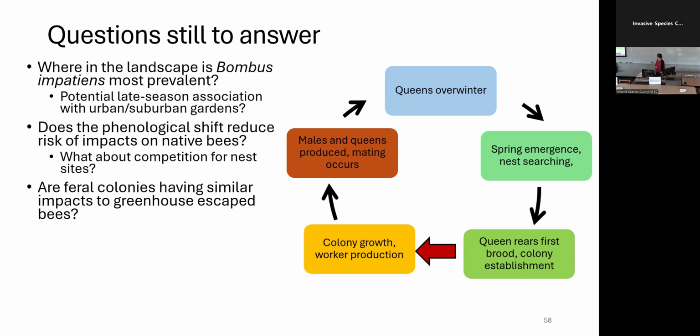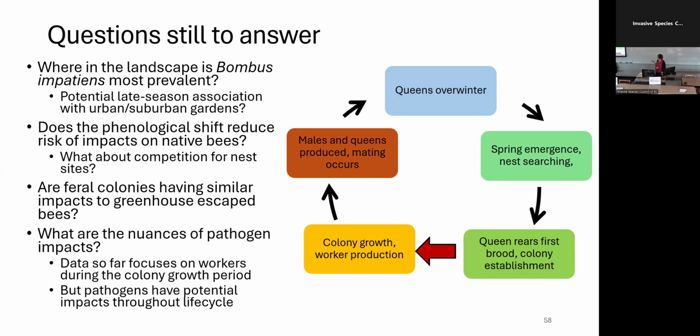Furthermore, differentiating between feral colonies versus greenhouse escaped bees should give us a more nuanced understanding of what's going to happen as this species spreads farther south or onto Vancouver Island. And digging into these nuances of pathogen infection are also really important. And I think in general, expanding outside of this easy to study window of colony growth and worker production to thinking about what's happening with the dynamics of queens in early spring would be really valuable.